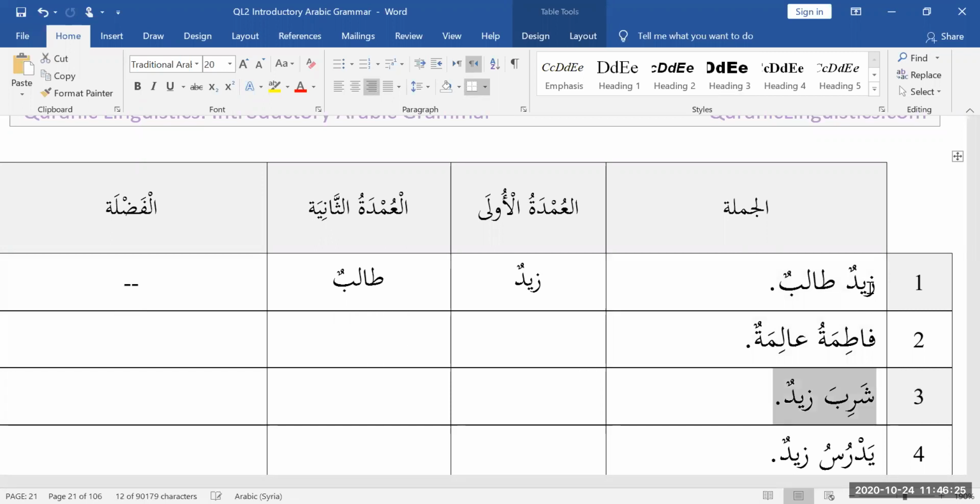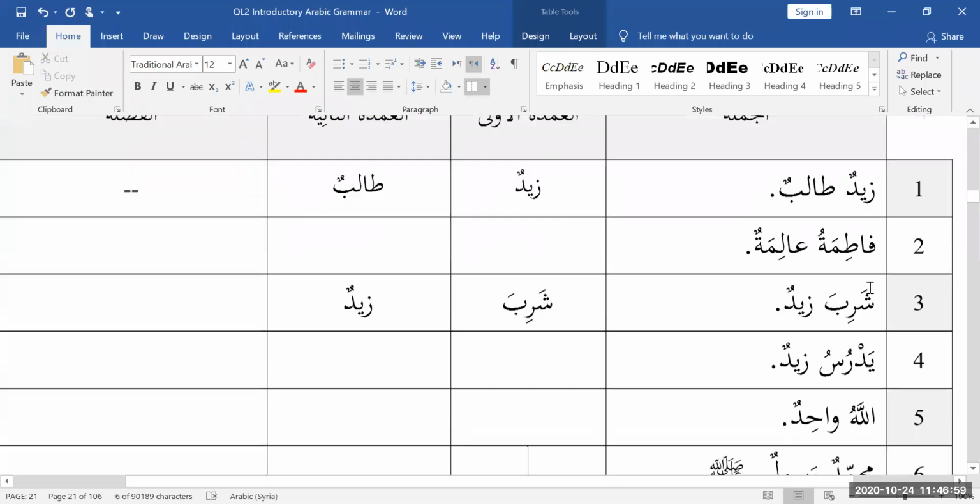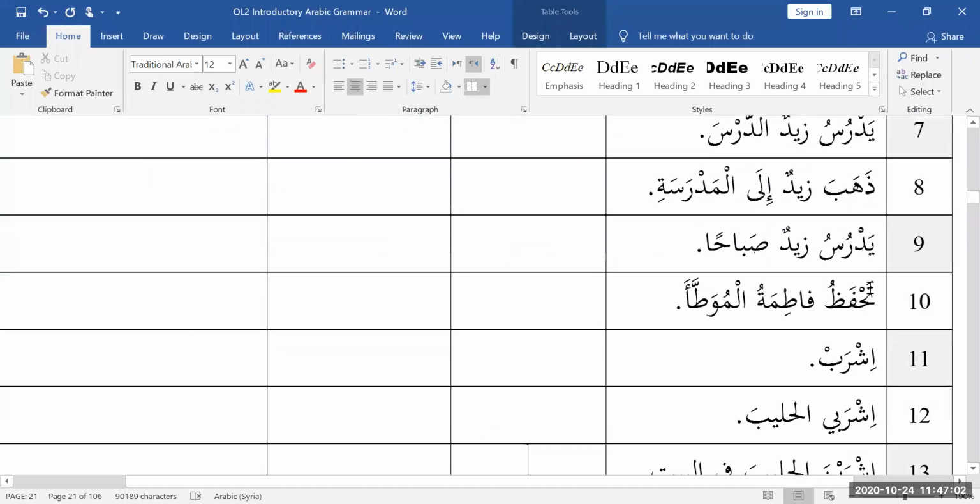Let's do one more. Zaydun Shariba. Where is the first pillar? Excuse me. The first pillar is the fi'l, which is Shariba. The second pillar is Zayd. This is the second pillar. I put it in the wrong column here. There you go. What about the fadla? Any fadla? No fadla. I don't see any more words. I only see two. Similarly, you complete this exercise and check your answers using the online answer key.